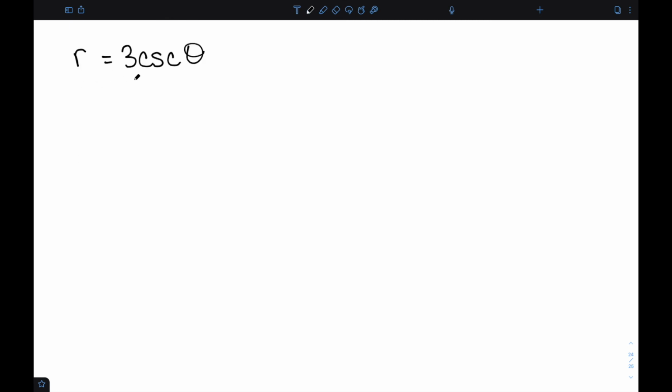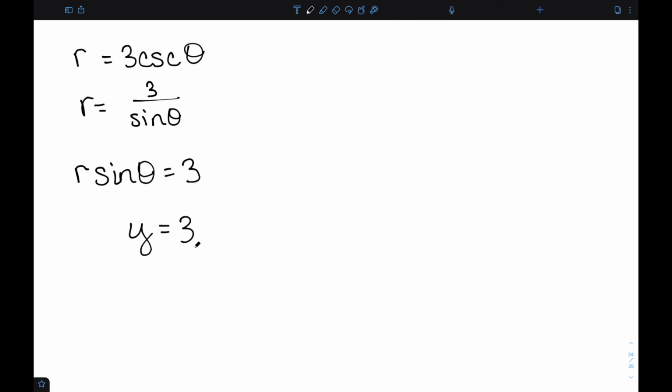Let's look at r equals 3 cosecant theta. Cosecant is 1 over sine, so this is 3 over sine theta. I can multiply both sides by sine theta to get r sine theta equals 3. And r sine theta is, by definition, y. So my equation in rectangular coordinates is y equals 3.